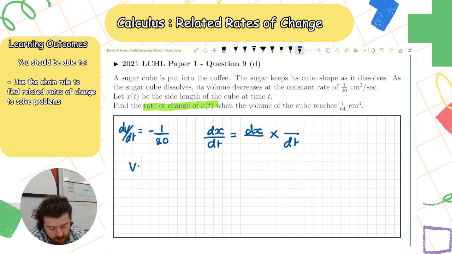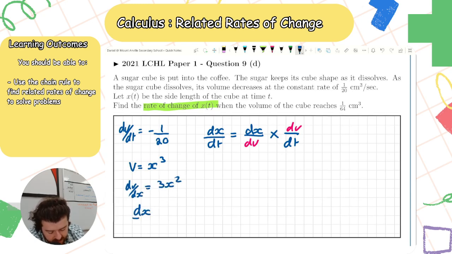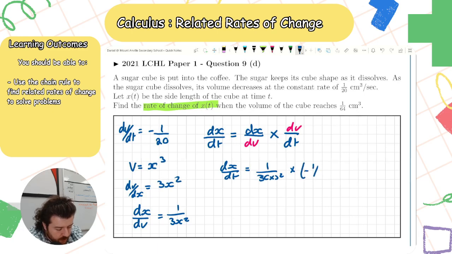Other information I have is, well, I know the volume of a cube is the side length cubed. So V is equal to x cubed. My missing link here is going to be dV, so I need to find dx/dV. dV/dx is equal to 3x squared. Therefore, dx/dV is equal to 1 over 3x squared, times dV/dt, which is minus 1 over 20.